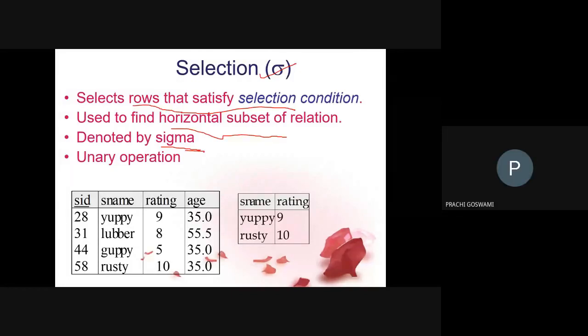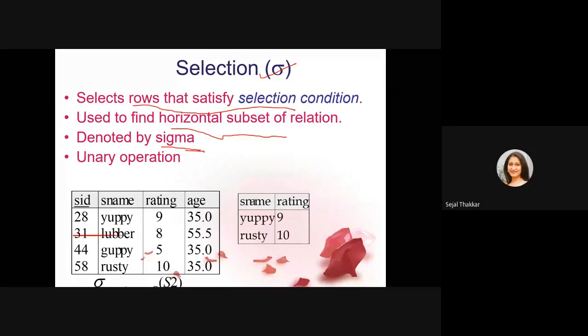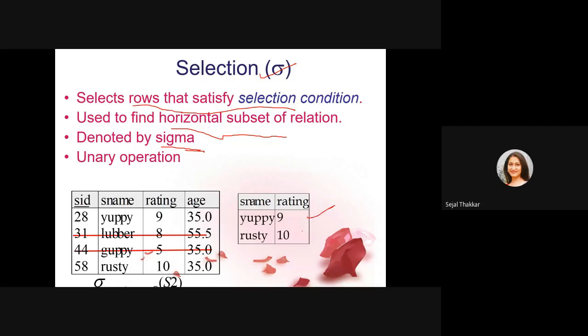First and fourth row. First and fourth. Very nice. So only first and fourth will come, remaining will be removed, right? So as the output you can see here, first and fourth will be your output, right? But along with this, I'm not interested in seeing all these 4 columns. I'm interested in seeing only SNAME and rating, and where the rating is greater than 8.